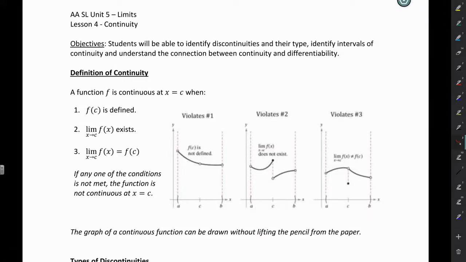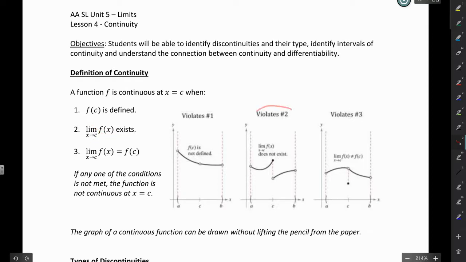Hi everyone, in today's lesson we're going to be looking at continuity, and the first thing we're looking at is the definition of continuity. There are three criteria that you need to meet in order for a function to be continuous at a point. So we're saying that a function f is continuous at x equals c when, number one, f of c is defined. In other words, when we say defined, we mean that this would be filled in. We would also need to know that the limit as x approaches c of that function exists.